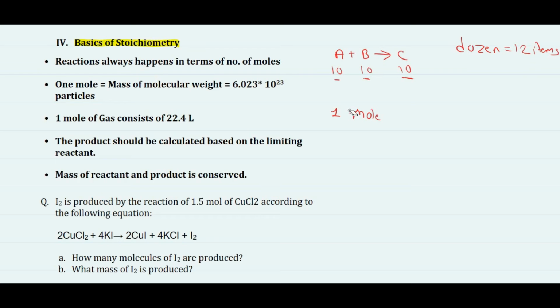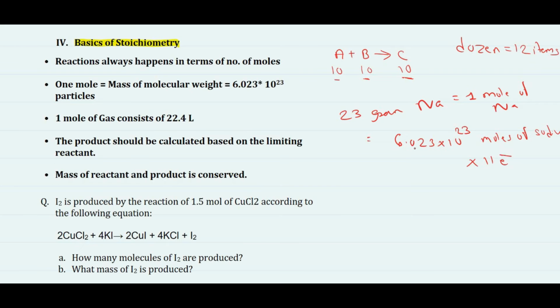So from here it is clear that 23 grams of sodium metal is equal to 1 mole of sodium. It means that 23 grams of sodium will have Avogadro's number of atoms, that is 6.023 times 10 raised to the power 23, and since sodium has 11 electrons, the number of electrons would be this number of particles times 11. So this is very important.